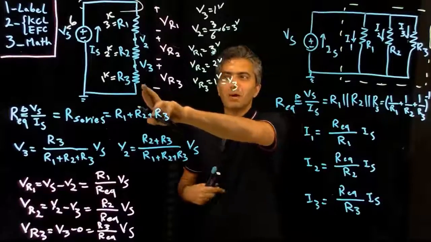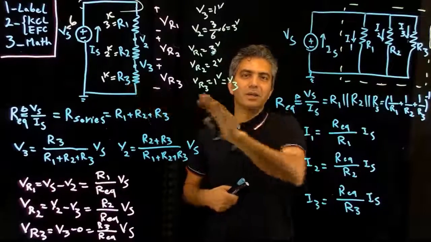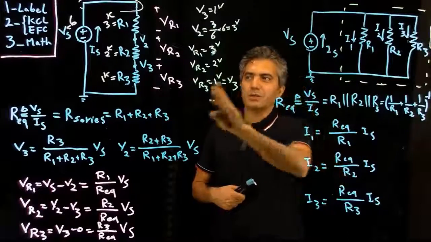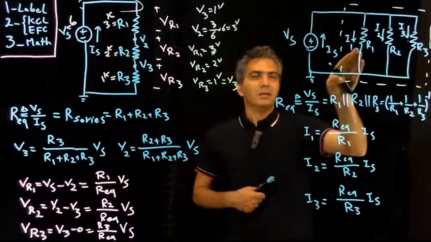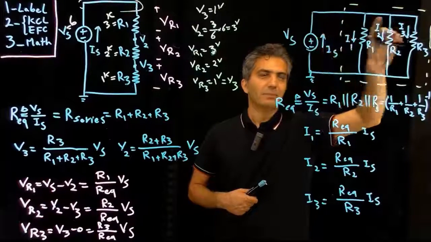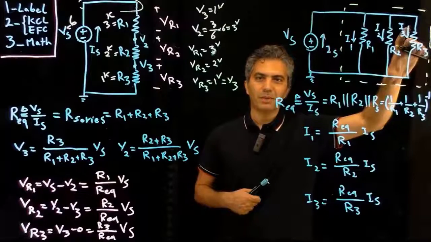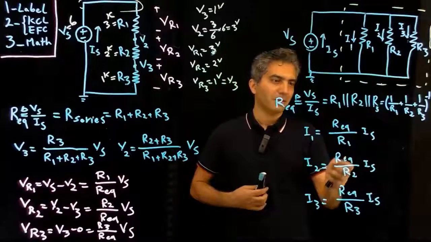Whatever is true about the current here is true about the voltage here. So you say the same current passing through the components here. On the other hand, here you say the same voltage is applied to all the components in this case. So you see the duality.